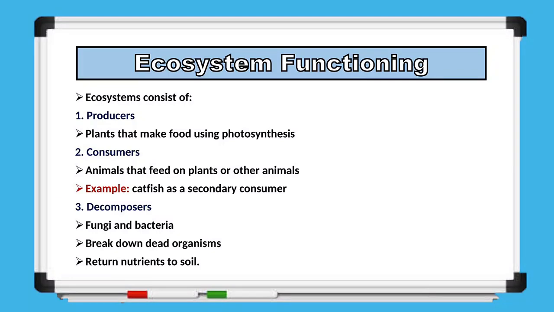Now let's dive a little deeper into how an ecosystem functions. An ecosystem is made up of three main groups of organisms. The first group is the producers, which are mainly green plants. Producers make their own food through photosynthesis by using sunlight, carbon dioxide, and water, and they form the foundation of every ecosystem. The second group is the consumers.